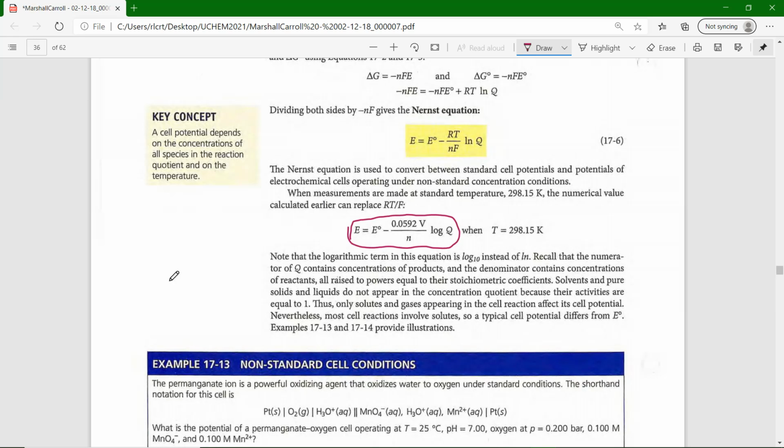You could also write it as E equals E naught minus, okay, what do we do again? How did we remember to do that again? We were going to divide by 2.303 to get 2.303. So 0.0592 divided by 2.303, which takes you between log and natural log, is 0.0257.